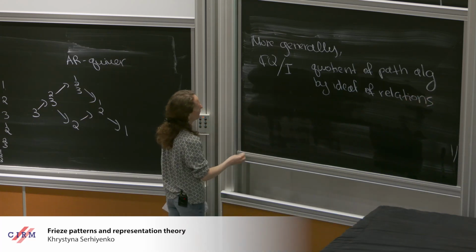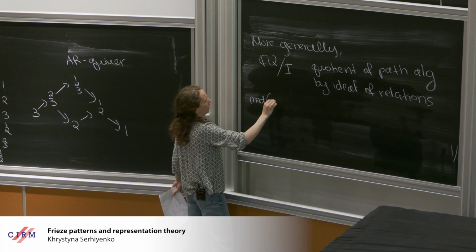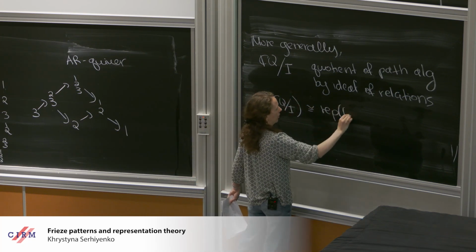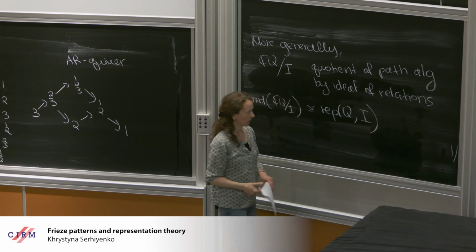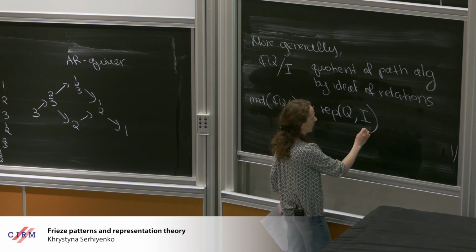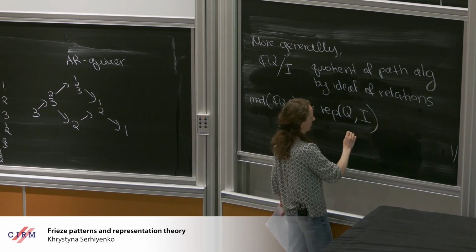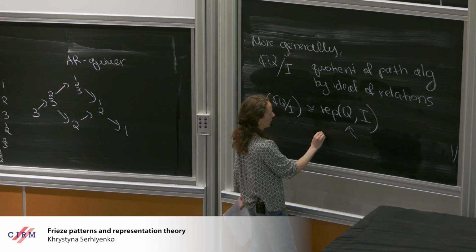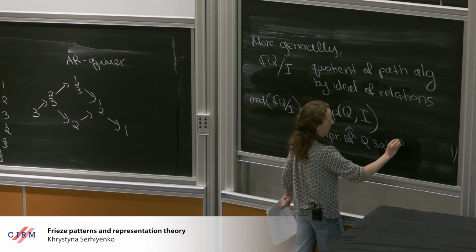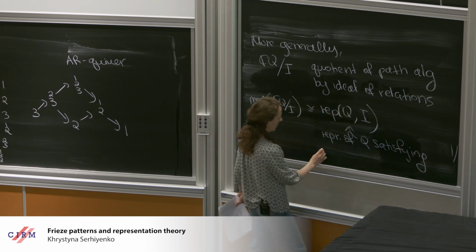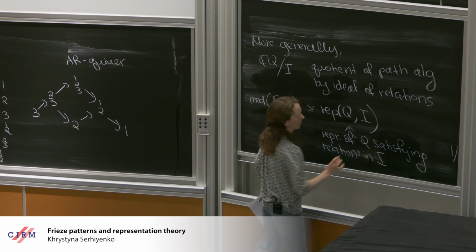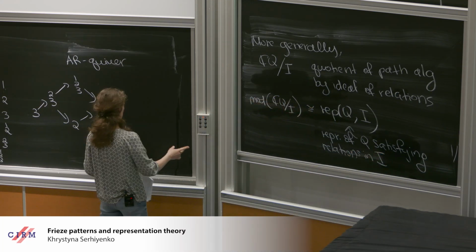And so then it turns out that the modules over this algebra, again, are equivalent to representations of Q, but I have to also give it some data of this ideal. And so the way to think about it, these are quiver representations. So these are representations of Q satisfying relations in I. And so I'll give you an example of that as well.